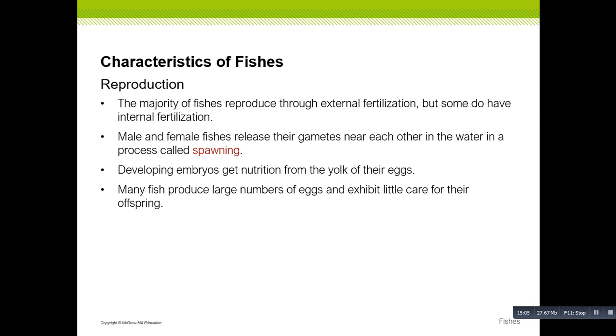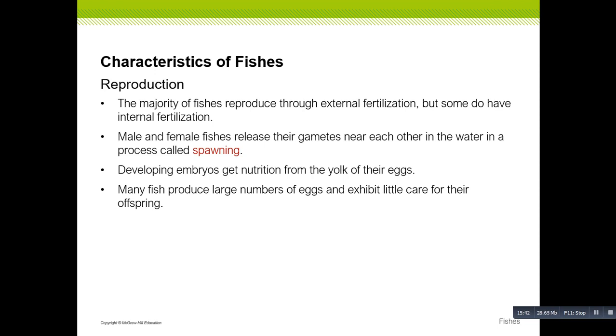Now, our fishes are going to have a very specific type of external fertilization. What's going to happen is male and female fishes are actually going to release their gametes near each other in the water in a process called spawning. This often involves a display of some sort on the male's part. For fishes like salmon, they actually change color to indicate that they are ready to spawn.